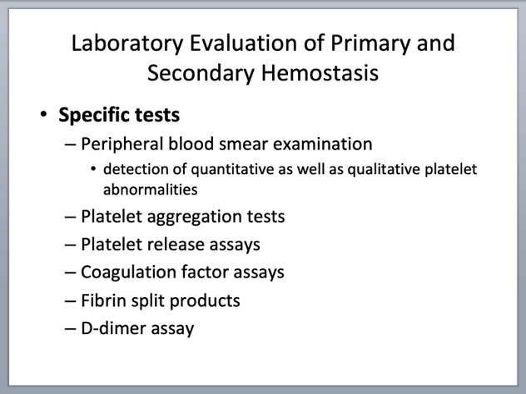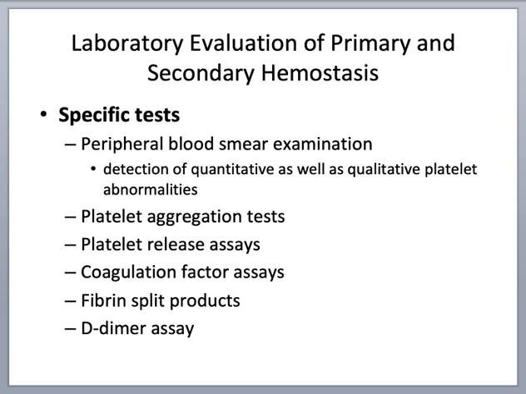The first level is to just look at the peripheral blood smear, and this is where you can confirm quantitative defects that are detected by automatic counting, as well as look for qualitative platelet abnormalities such as abnormal shapes or sizes of platelets. Platelets can also be tested in terms of their aggregation to different stimuli, and so these are sometimes useful when a primary hemostasis defect is suspected, or when patients are on different medications that might interfere with their function. Platelet release assays are also similar.